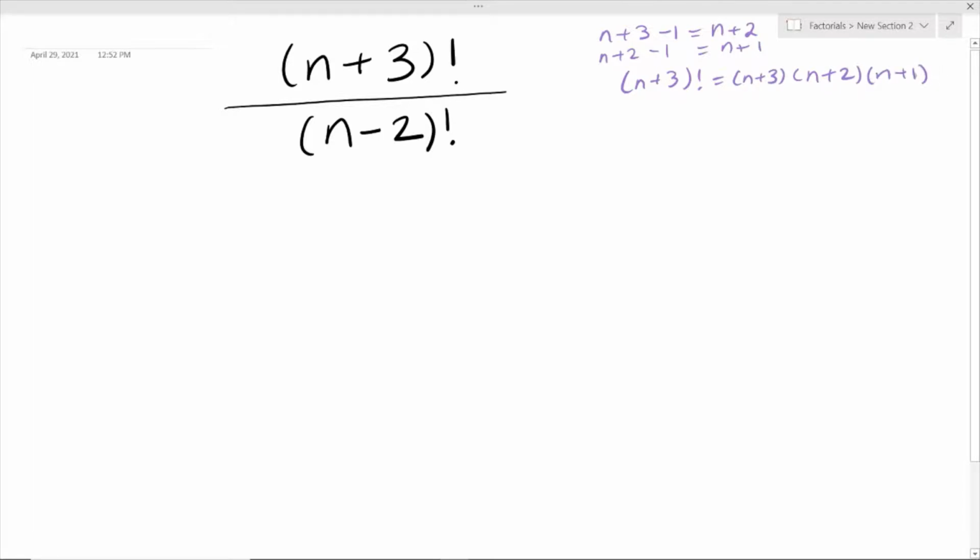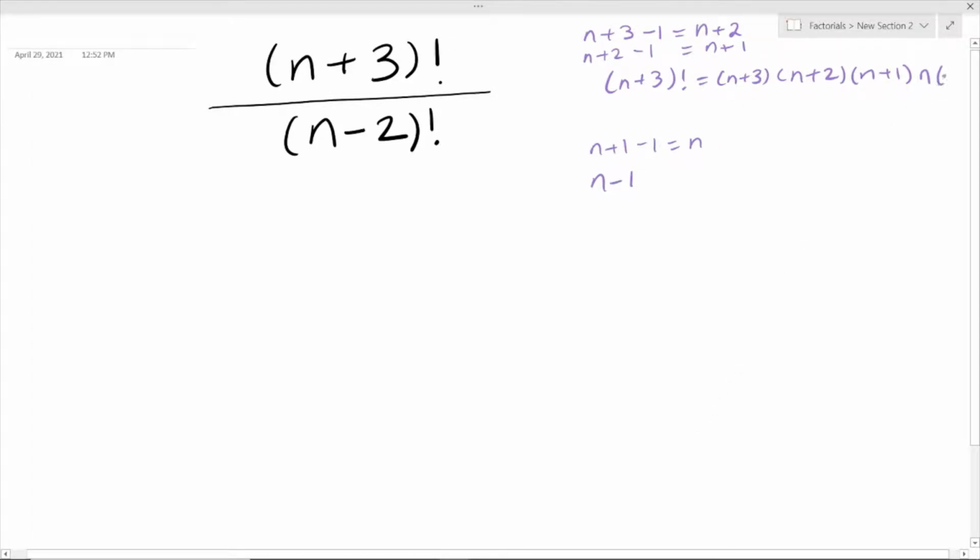And then what's 1 less than n plus 1? Well, if you do n plus 1 minus 1, you're going to get n. So this is going to be multiplied by n. And then what's 1 less than n? Well, 1 less than n is going to be n minus 1. So we're going to multiply this n by n minus 1.